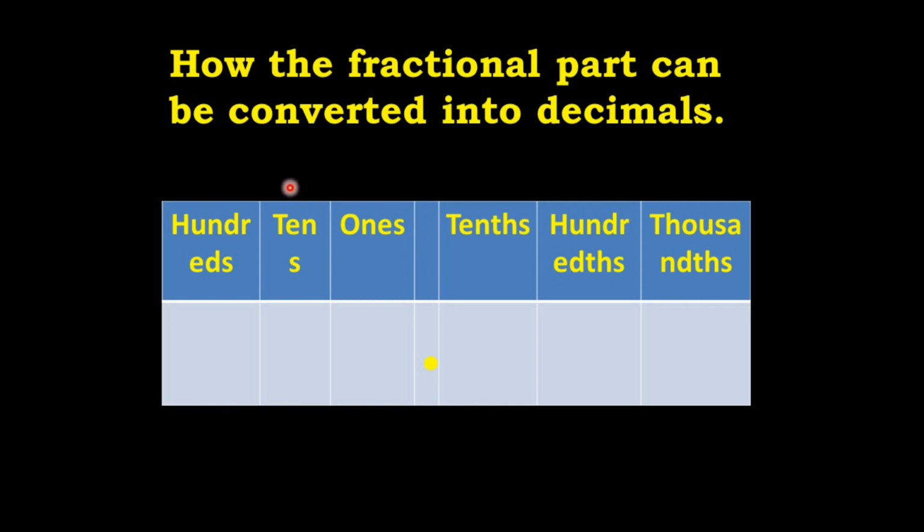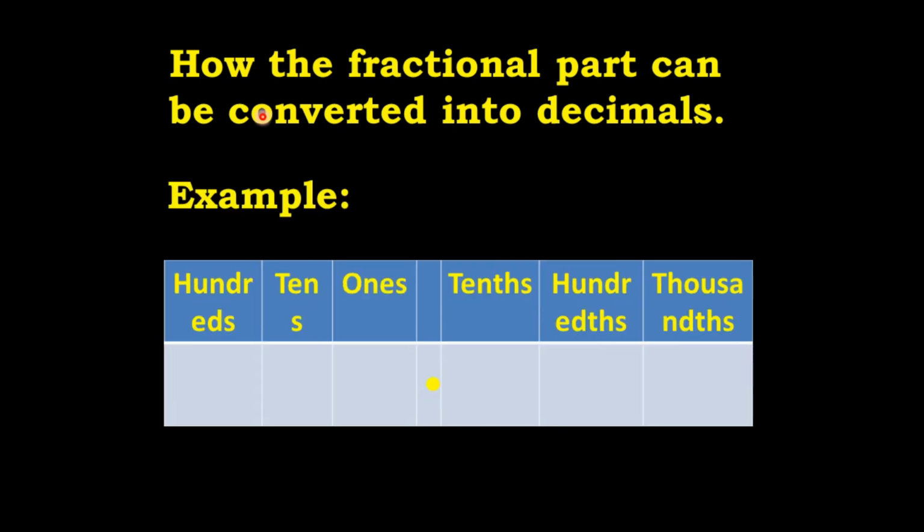Now, let us talk about how to convert fractions into decimals. So we have here a chart. This is what we call the decimal point. At the left side of the decimal point, the place values start at ones, then tens, then hundreds. Then at the right side of the decimal point, the place values start at tenths, then hundredths, then thousandths. So we're going to use this chart to convert fractions into decimals or decimals into fractions.